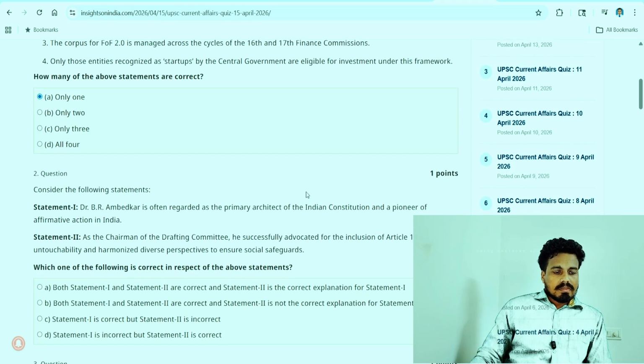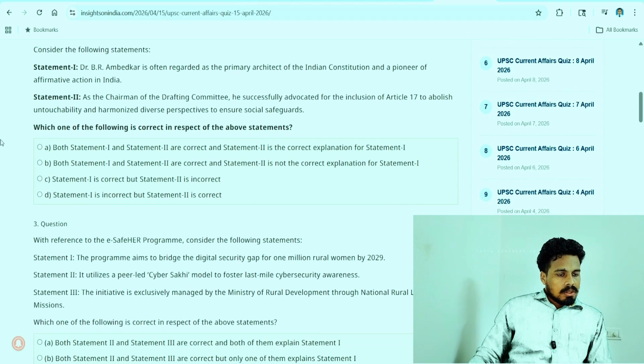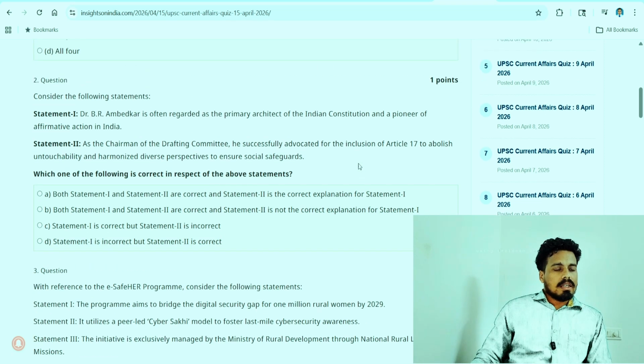Okay. So moving to the second question, there are 2 statements and we have to analyze which of the following conditions are correct with respect to the above statements. Reading the options: both statements 1 and 2 are correct and 2 is the correct explanation of 1. Both statements 1 and 2 are correct, but 2 is not the correct explanation of 1. 1 is correct, 2 is incorrect. 1 is incorrect, 2 is correct. So at least one of the 2 statements must be correct. Let's read it now.